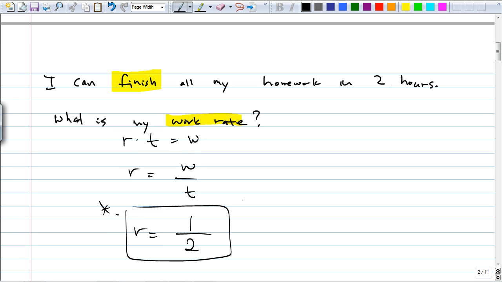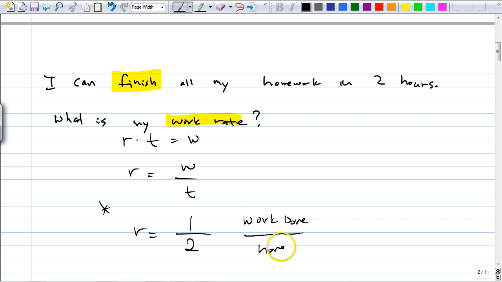Does this make sense? Yeah. So your work rate is 1/2. Now, what kind of unit are we writing this down in? What would the unit be? This is sort of interesting. It's not kilometers per hour, is it? What kind of work rate is this? If you had to put it down, it'll be work done per hour. That's kind of a very interesting unit, right?